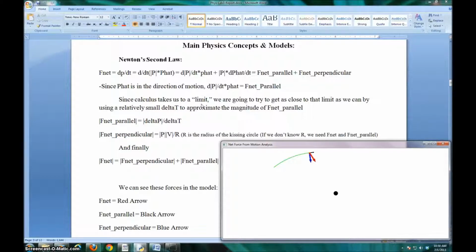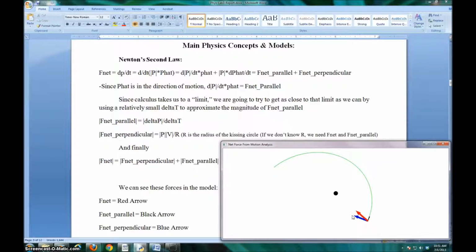Calculus likes to take us to a limit, and we're going to try to get as close to that limit as we can by using a relatively small delta t to approximate the magnitude of F net parallel. We can see that magnitude is equal to the magnitude of the change in momentum divided by the change in time. We can also use our net force to find the perpendicular portion by adding them together. We can see these forces here in the model. F net is the red arrow, F net parallel is the black arrow, and F net perpendicular is the blue arrow.